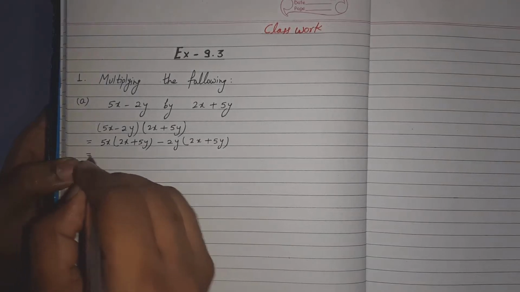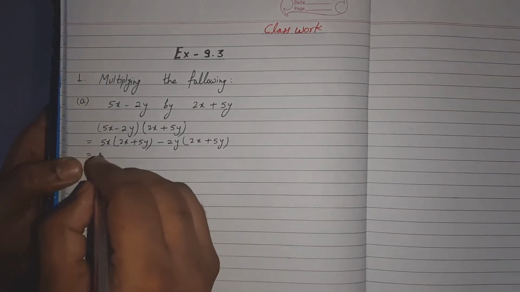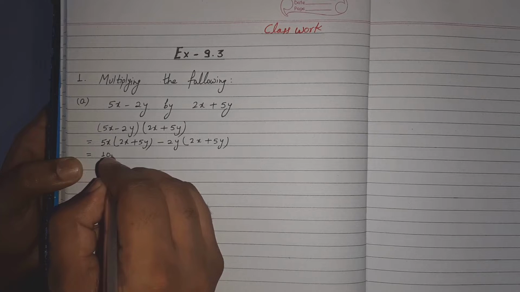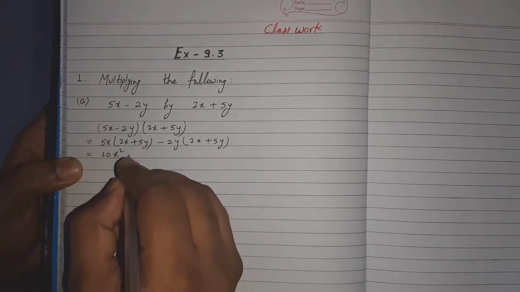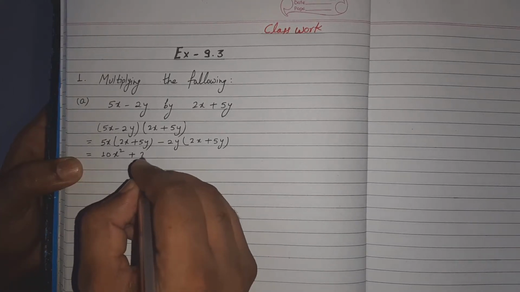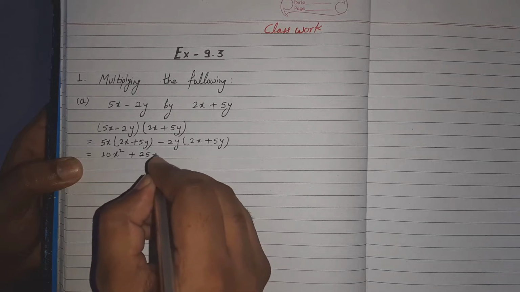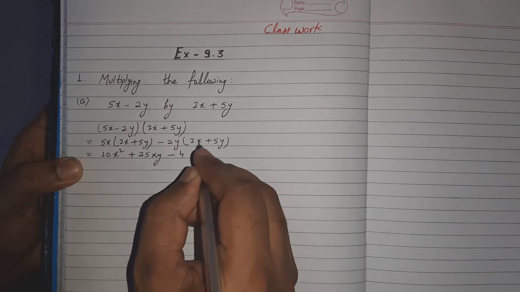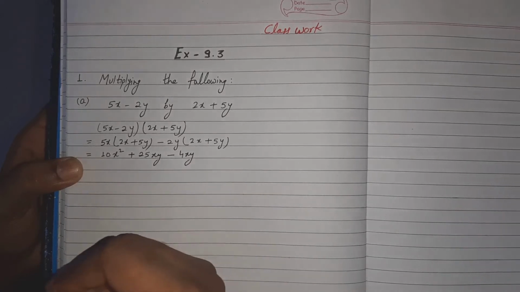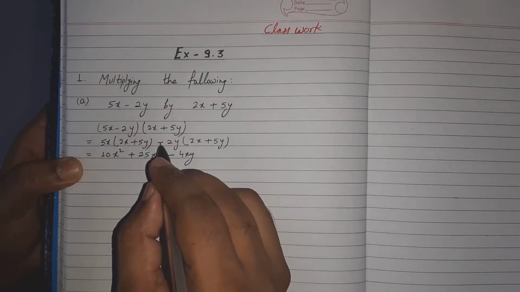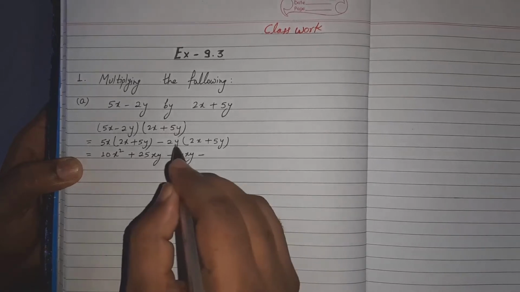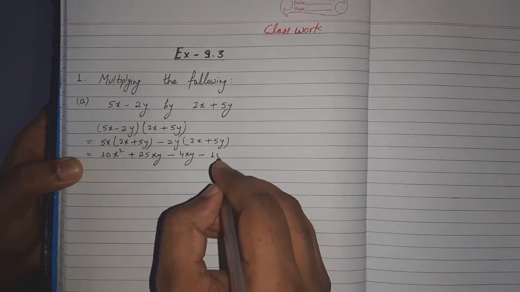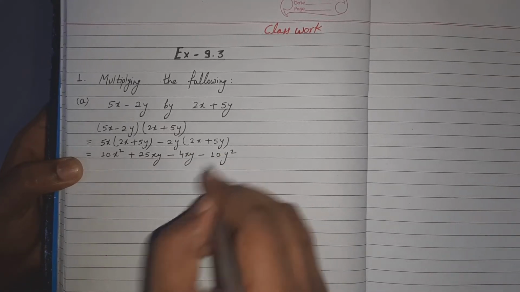So 5 multiply 2 is 10 and x multiply x is x square. And here 5 5s are 25 and x multiply y is xy. And here 2 2s are 4 and y multiply x is xy. And here minus plus minus, and 2 5s are 10 and y multiply y is y square.